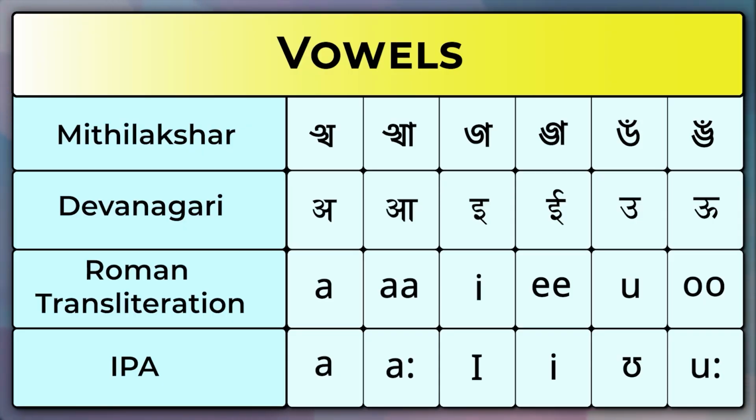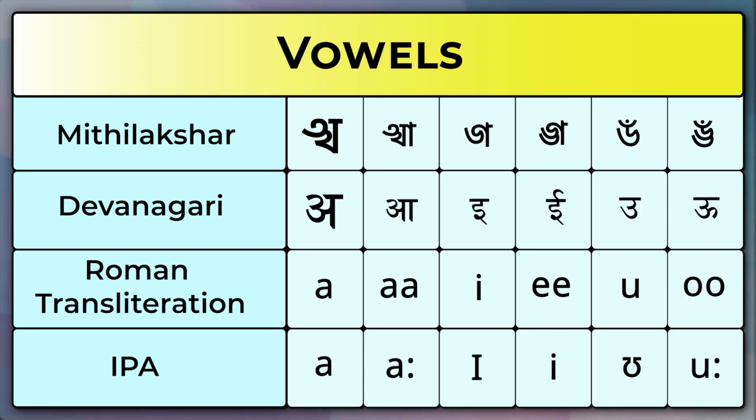These are the vowels of Mithilakshar. Corresponding Devanagari letters and their Roman transliterations and the IPA are also given here for easy reference. We will also practice these letters, and as we speak, these letters will be highlighted.